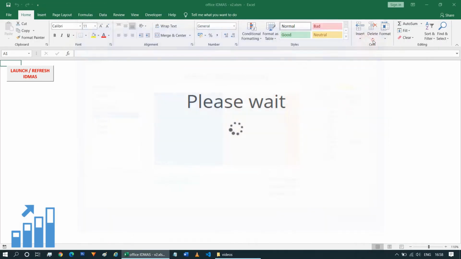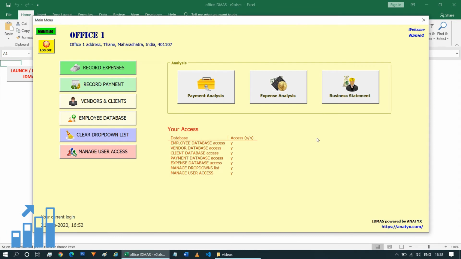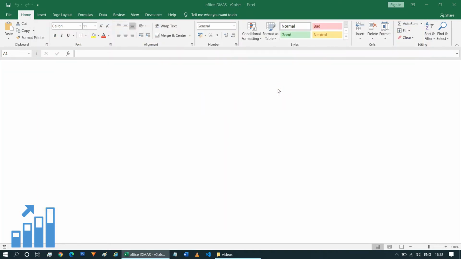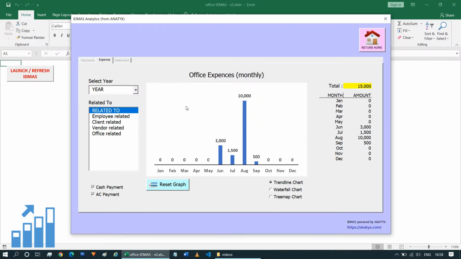You click on the home button again and you go back to the main menu. Now based on the inputs or the entries that we made in the expenses tracker, let us click on expense tracker and see what we have. Similar kind of a window.